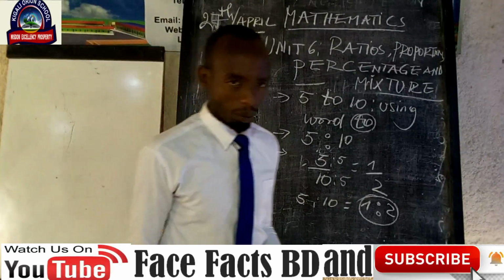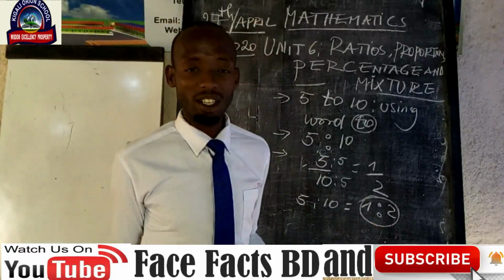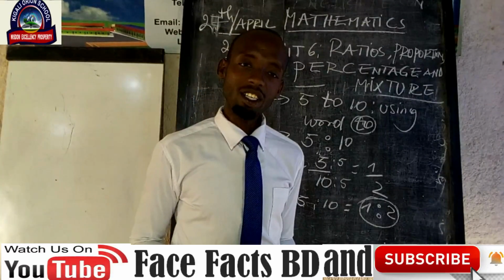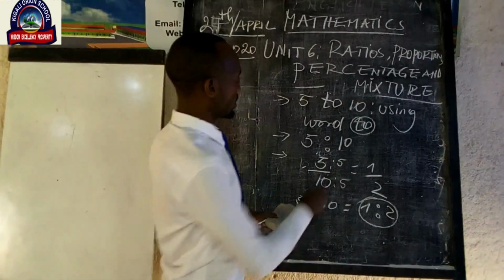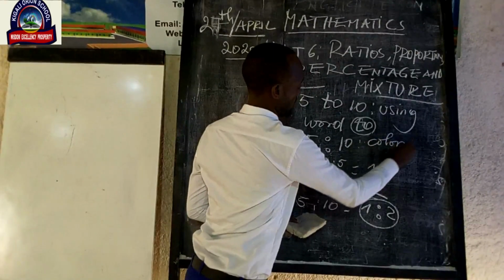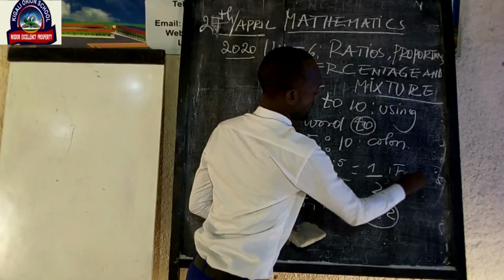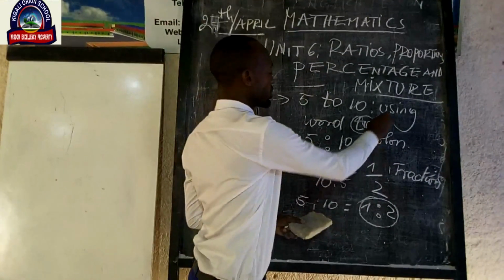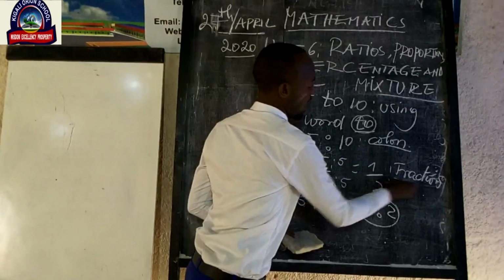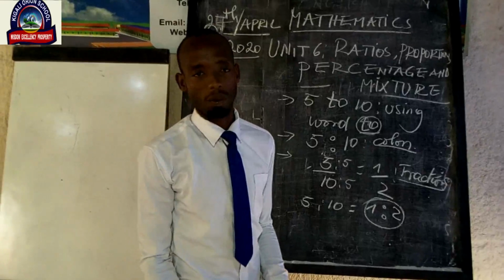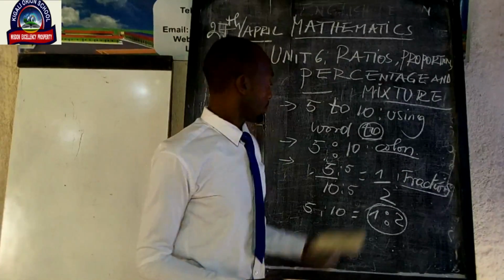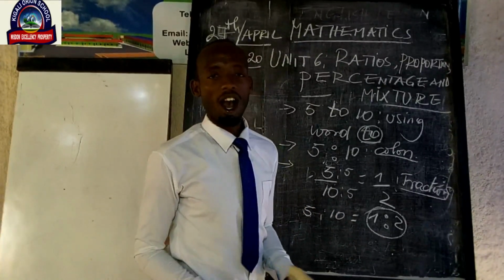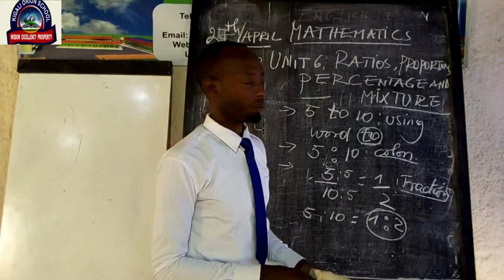I repeat again, there are three ways of writing a ratio. One, writing a ratio by using the word "to". Second, writing a ratio by using a colon, and this one is a fraction. So these are three ways of writing a ratio: using the word "to", writing with a colon, and then writing a ratio by using a fraction. Let's start point 1. How can we change a ratio into fraction, and how can we change fraction into a ratio?